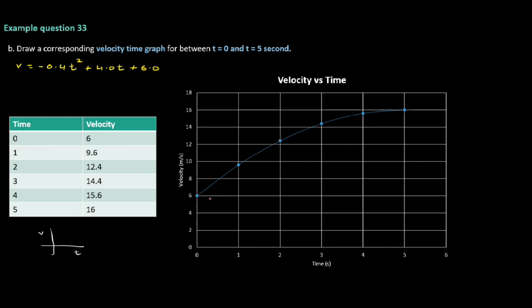So when you plot your graph, you get a curve with velocity values increasing with time. So this is the kind of graph you get from the velocity function that we found. So this completes part B of the question.